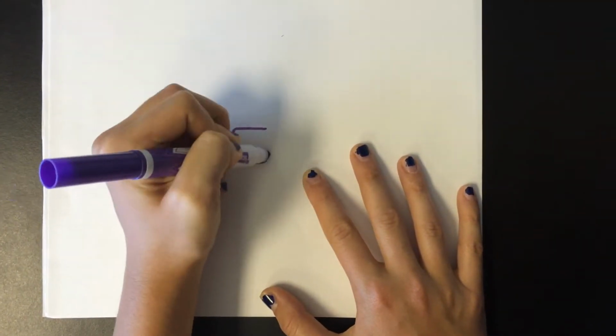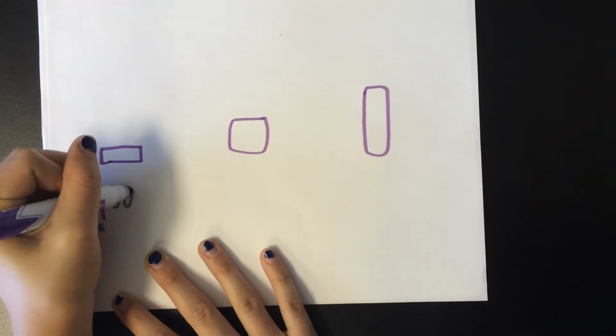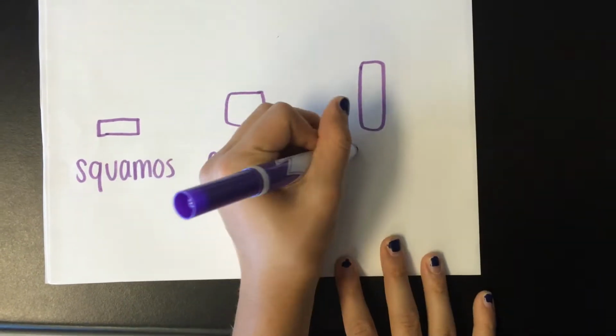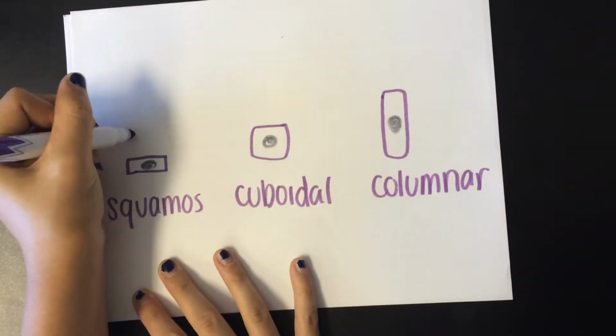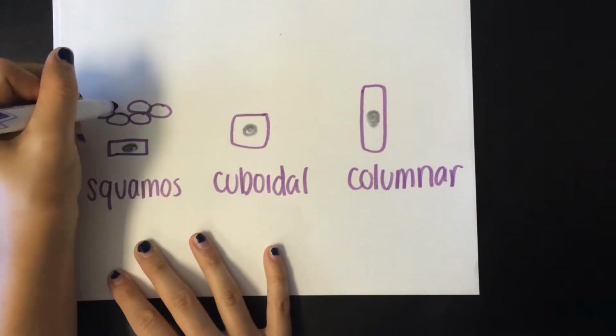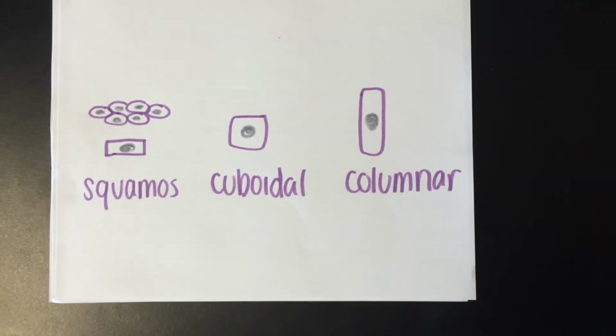The 3 types of tissues look a little bit different. Squamous has a more rectangular look, cuboidal is more of a square, and columnar is more of a column. Squamous can also look like little bubbles on the slide.